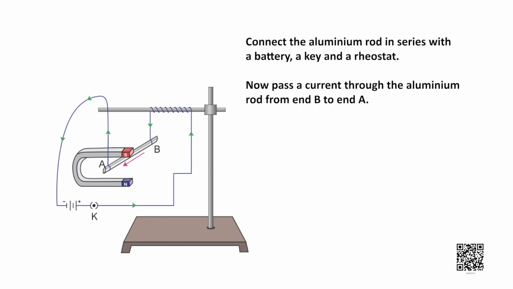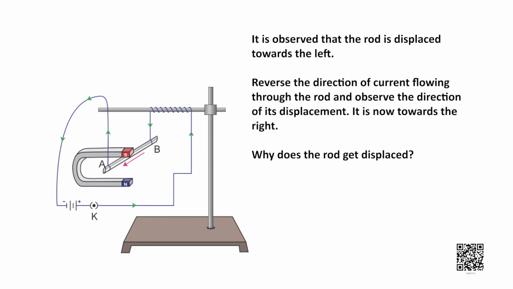Connect the aluminium rod in series with a battery, a key and a rheostat, and now pass the current through the aluminium rod from end B to end A. It is observed that the rod is displaced towards the left. Reverse the direction of current flowing through the rod and observe the direction of displacement. It now moves towards the right. Why does the rod get displaced?